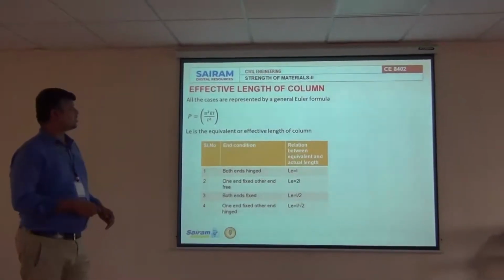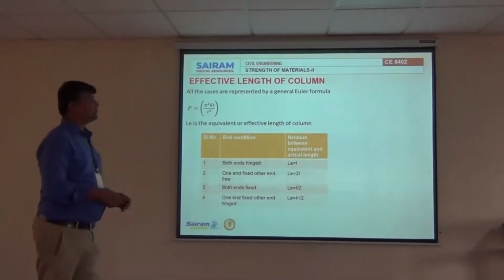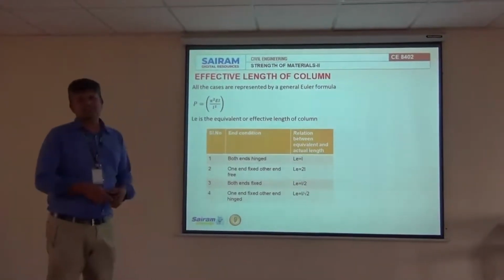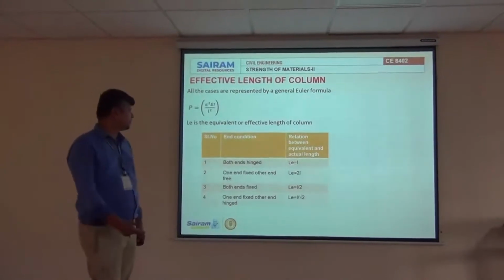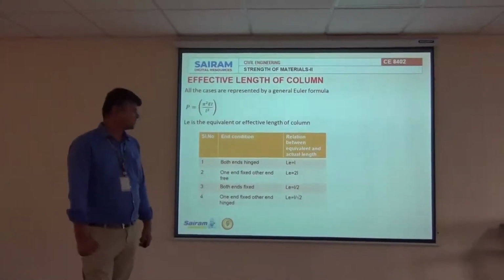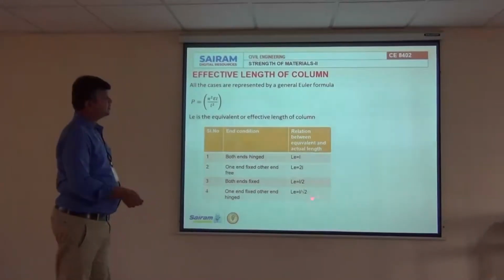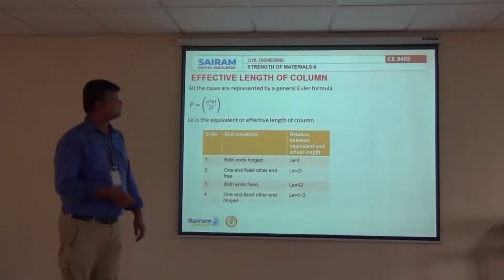So the effective length of column can be summarized as follows. Euler's formula is P equal to pi squared A by L squared. There are 4 end conditions: both ends hinged, one end fixed and other end free, both ends fixed, and one end fixed and other end hinged. So these are the various relations between the effective length and the actual length.